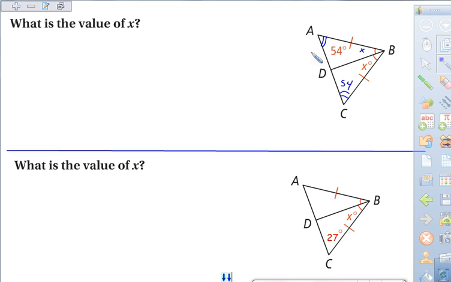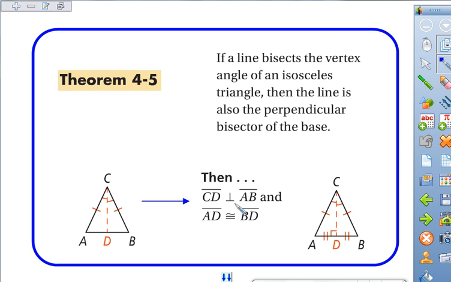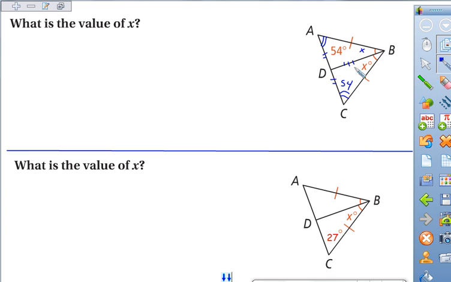Or we could use theorem 4-5 to get these two sides congruent, and then we would have some other options. And also by reflexive, these two sides are the same. But we still have to figure out what x is. So if we look carefully at that theorem from the previous page, it says something about it being perpendicular. So yes, it hits at the midpoint, but it also makes a 90-degree angle. So if we go back to our picture, that means we have a 90-degree angle here and here.